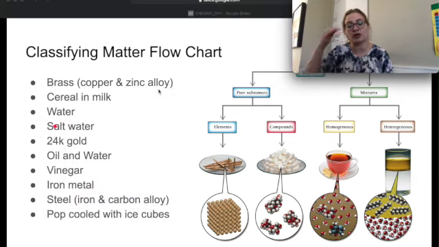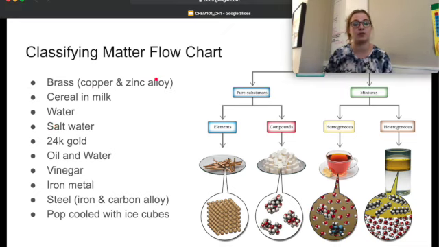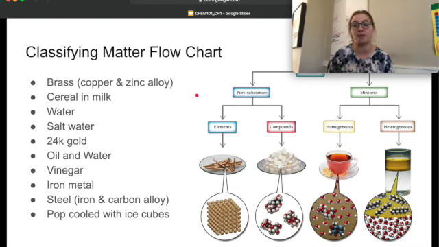Go ahead. We're going to work through a couple of problems using this flow chart so I can show you some typical things you might want to think about when we're classifying matter. If I want to classify brass, brass is a mix of copper and zinc. It's what we would call an alloy, a mix of two different metals. So it's a copper and zinc alloy.